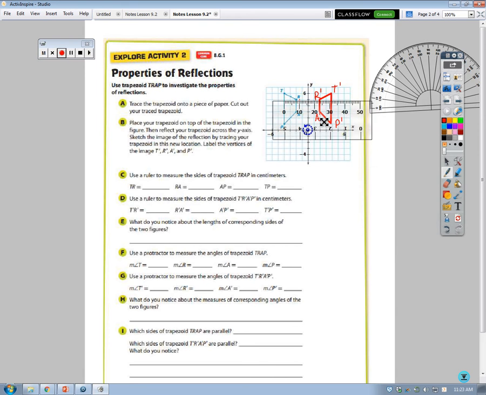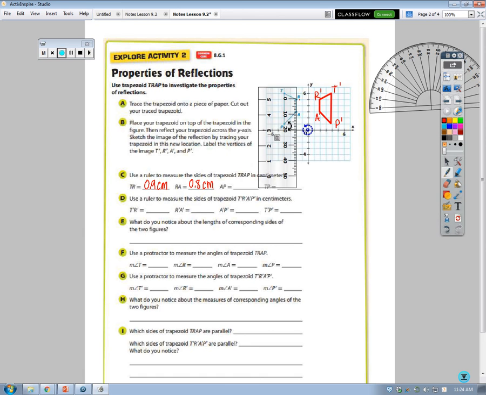So let's take a look at our original. We're going to look at TR, and we're going to measure that in centimeters. And so if this is 1 centimeter here, it's 10 millimeters, so 1 centimeter. I'm looking at about 9, so I'm looking at 0.9 cm. Okay, I'm going to measure side RA, so I'm going to move this over to point R. I'm going to rotate it again, and I'm looking at about 8, just a little bit less, so 0.8 centimeters.